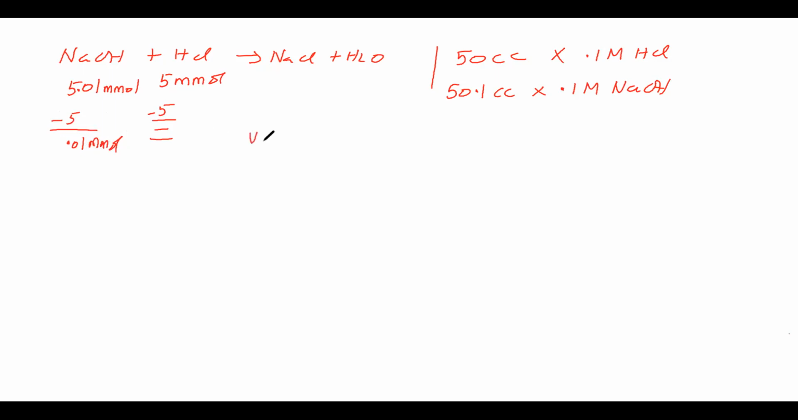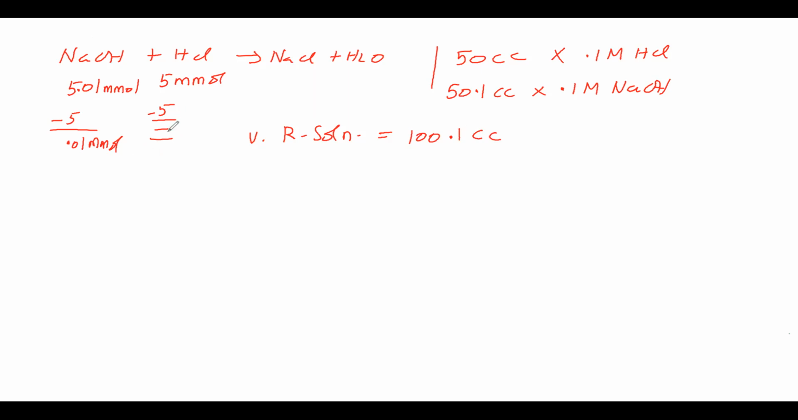Now we'll see the volume of the resultant solution. Initially, we took 50 cc of HCl in the conical flask. So far, we have added 50.1 cc of sodium hydroxide. Therefore, the total volume of the resultant solution is 100.1 cc. In the resultant solution, sodium hydroxide is there and HCl is not there. That means we have crossed the equivalence point. What is meant by equivalence point? At the equivalence point, the reaction is completely over.